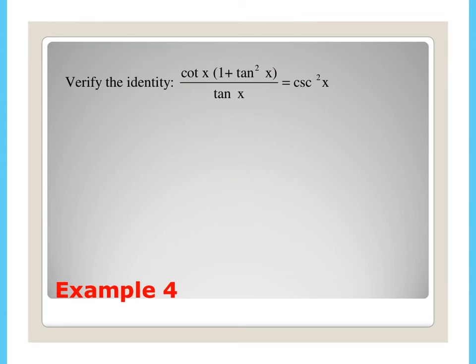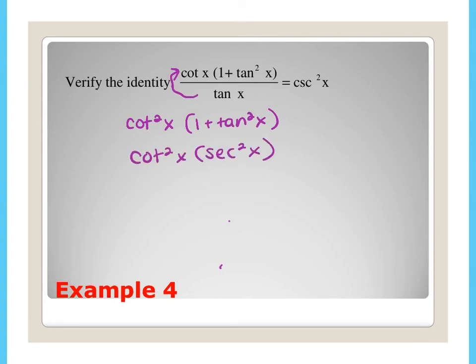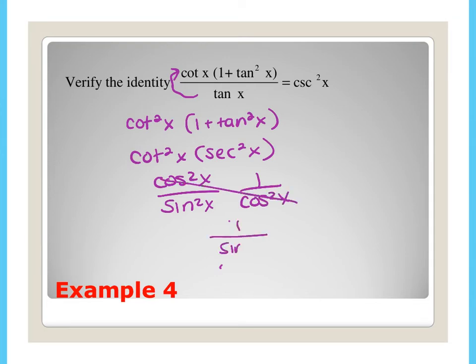Okay, try this one. I brought the tangent above, so it's cotangent squared x. And then in the parentheses, I chose not to do secant squared x. And then I put it as cosine squared x over sine squared x times 1 over cosine squared x, and it cancels out. Good. Anybody do it differently?